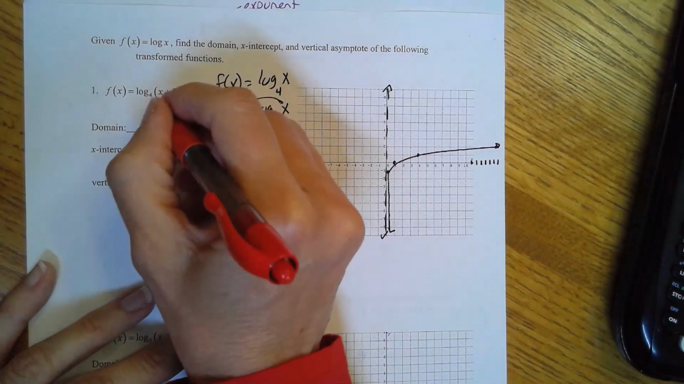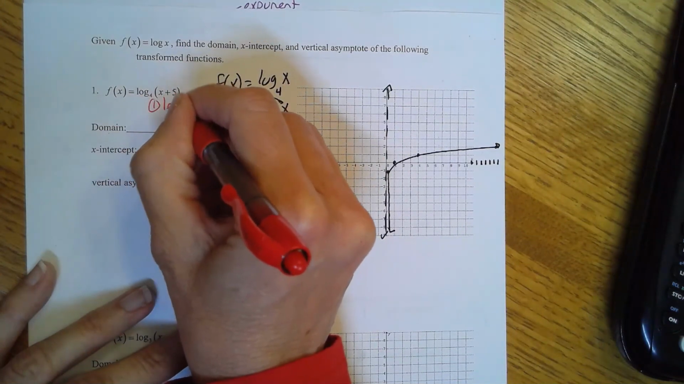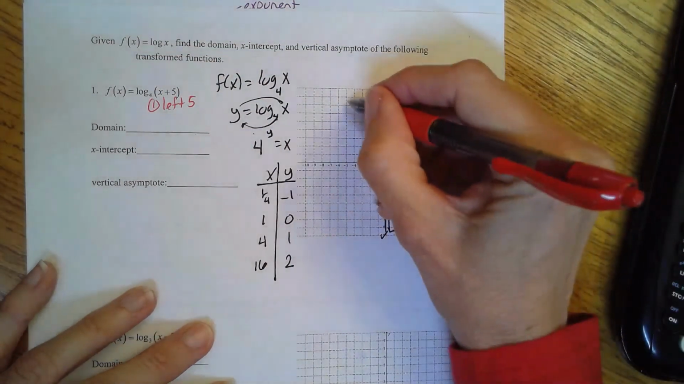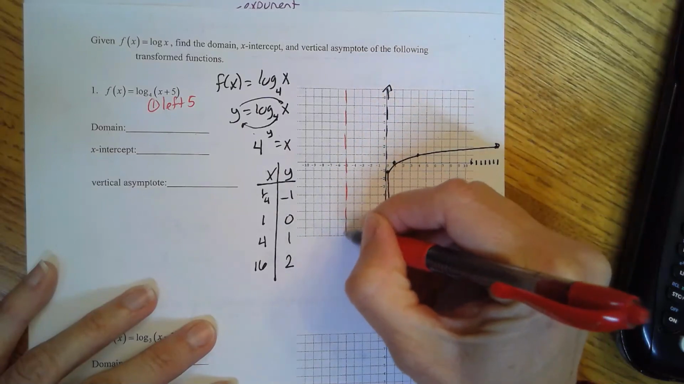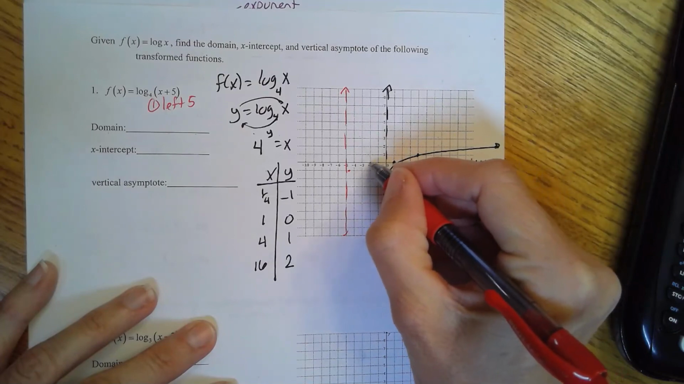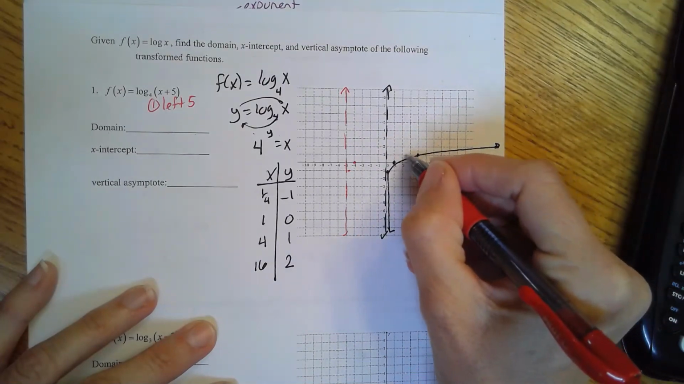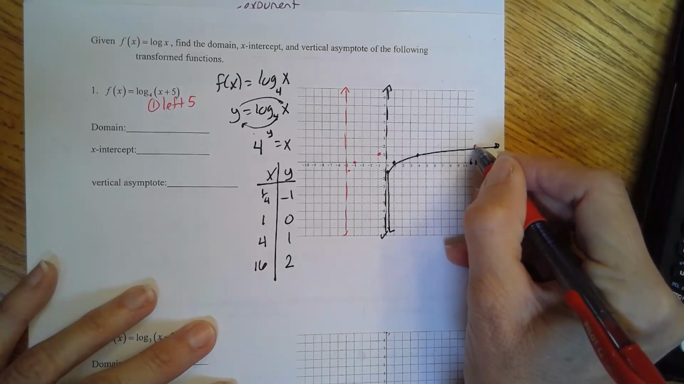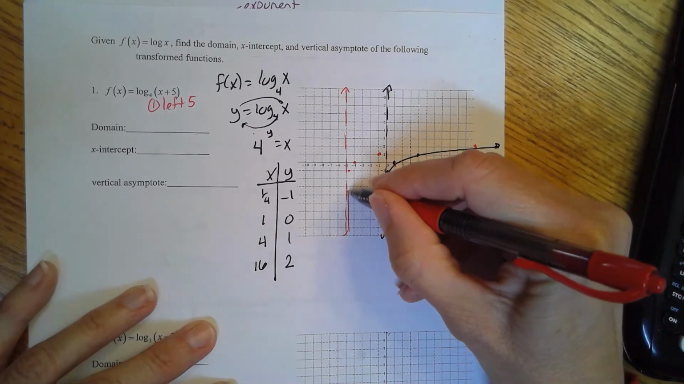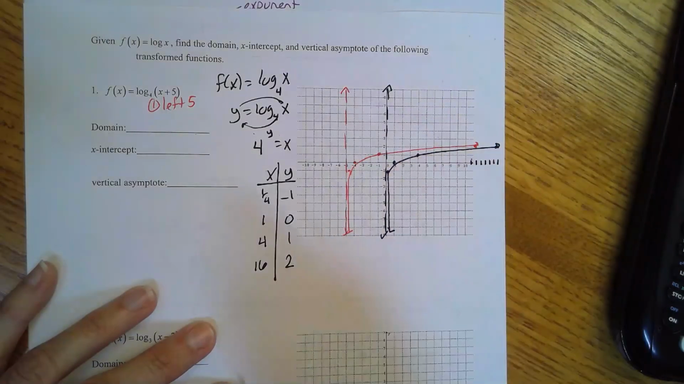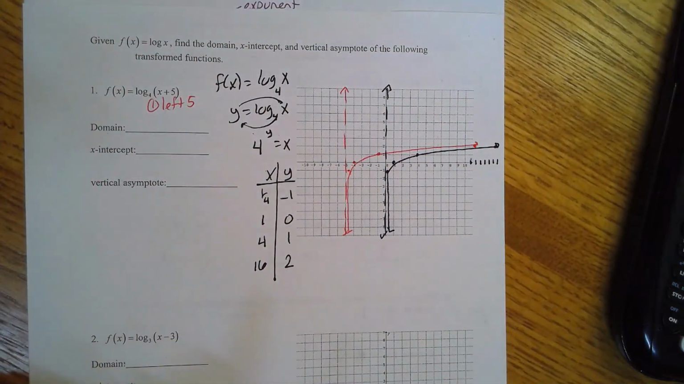Now the plus 5 is going to move everything to the left 5, opposite of what we think because of the parentheses. So now make sure that you move the asymptote left 5 and every point left 5. 1, 2, 3, 4, 5. And then 1, 2, 3, 4, 5, somewhere about there. So here is now the graph of my log with base 4 of the quantity x plus 5.